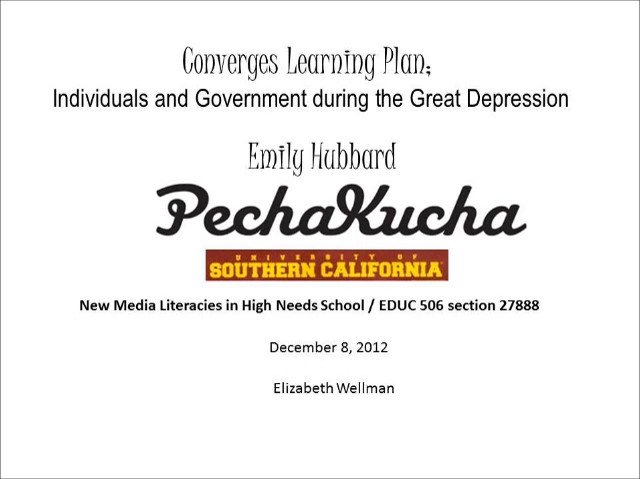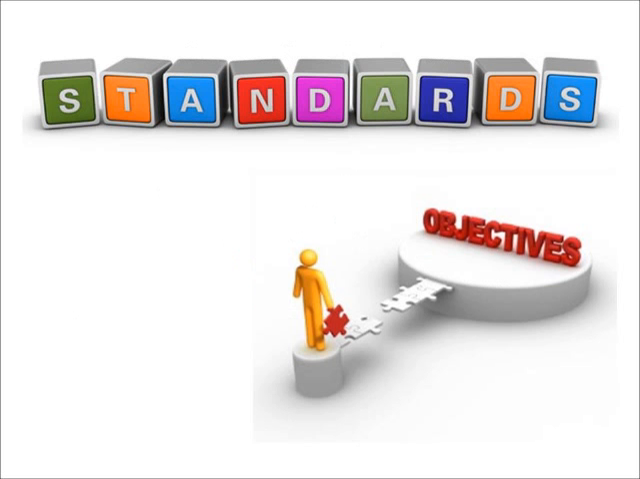The learning plan is called Individuals and Government During the Great Depression, and it's intended to follow a lesson on the causes of the Great Depression. The lesson itself focuses on the effects on individual families and government aid. A number of state standards, NCSS standards, and NETS standards apply, and the objective for the lesson is that by the end of the lesson, students will be able to create within a peer group an exhibit for a learning gallery related to the Great Depression.